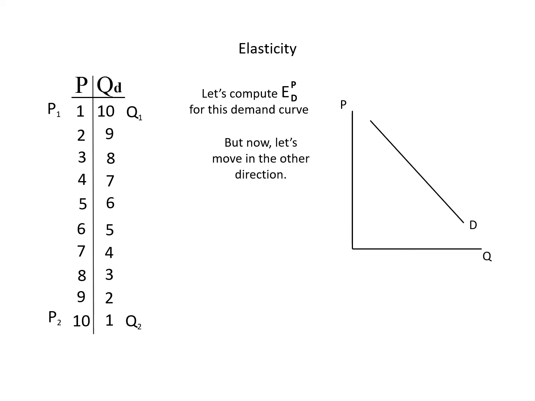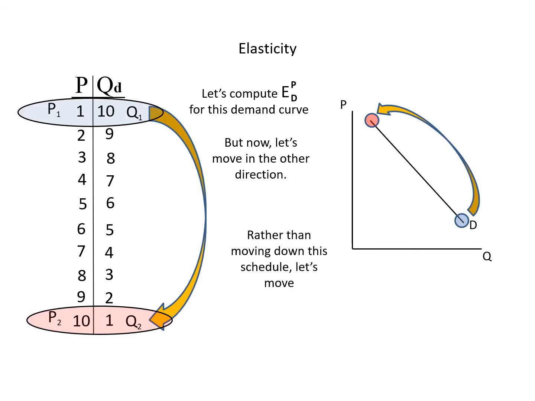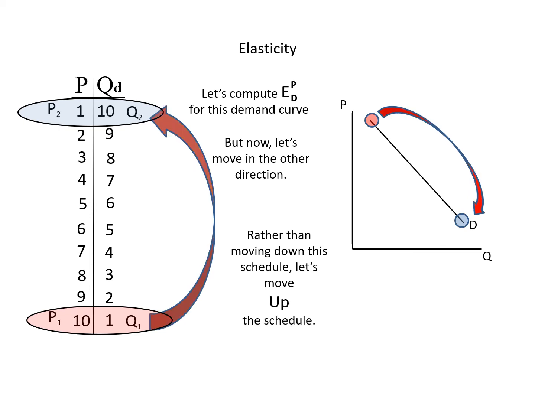But now, let's try moving in the other direction. Rather than moving down the schedule, like we did in the previous computation, let's move up the schedule. You remember with our little exercise in computing percentage changes, percentage change is dependent not only upon where we are in the scale, but also the direction in which we're moving. Let's see if this change of direction will affect the coefficient of price elasticity of demand.